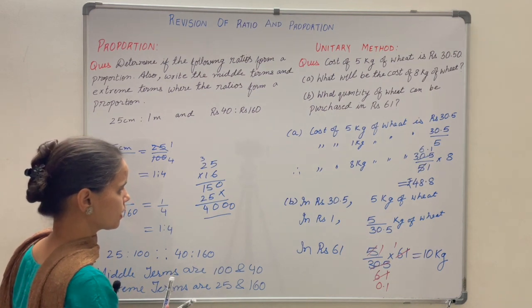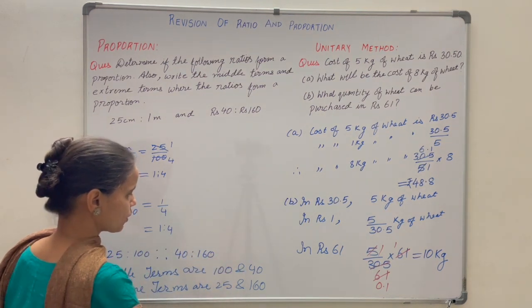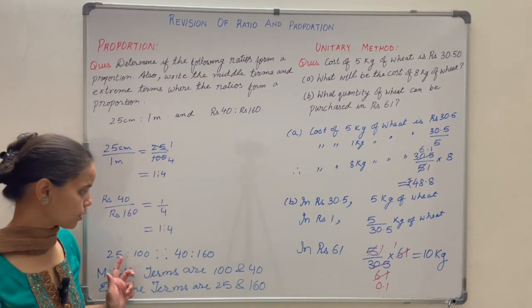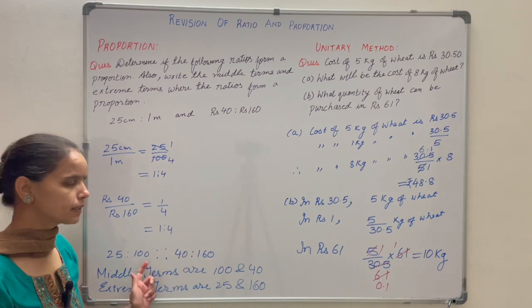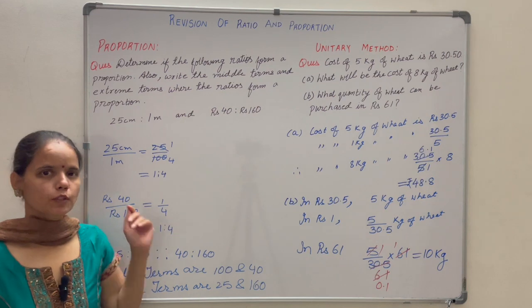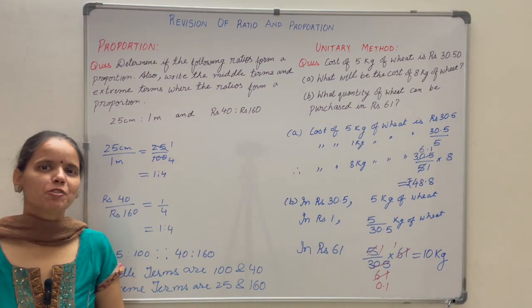So you can clearly see the product of the middle terms is 4000 and the product of the extreme terms is also 4000. So when two ratios are in proportion, the product of the middle terms is equal to the product of the extreme terms. If the two ratios are not equal, then we say that they are not in proportion.